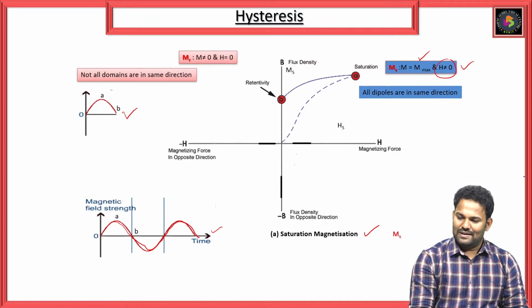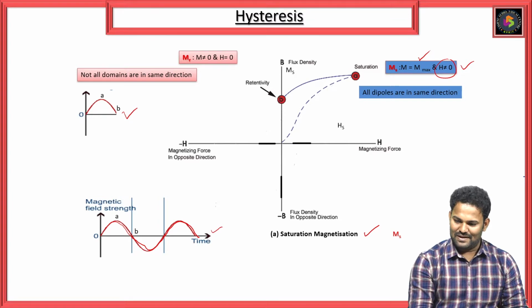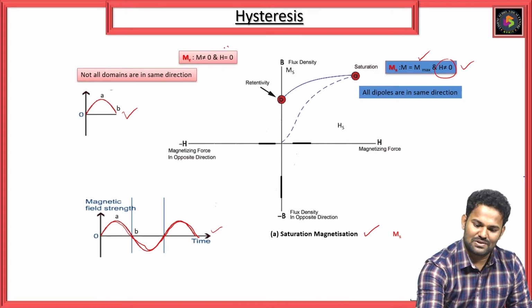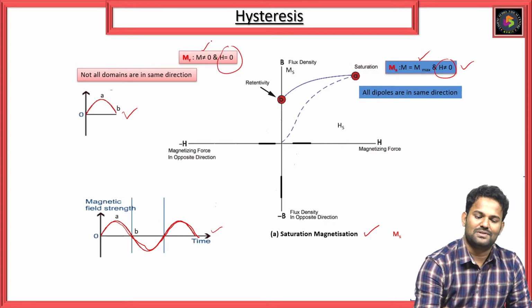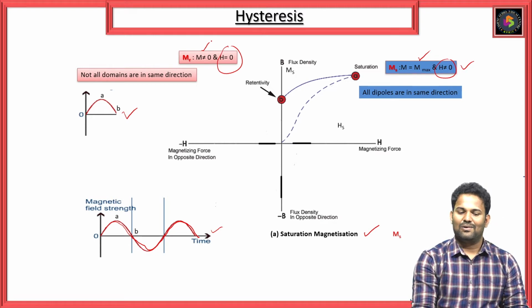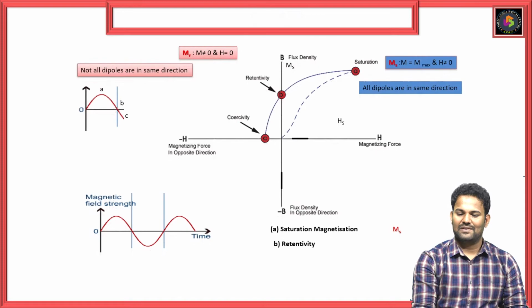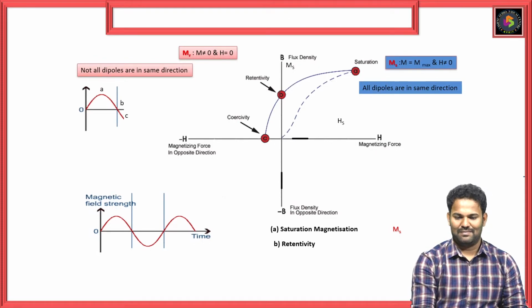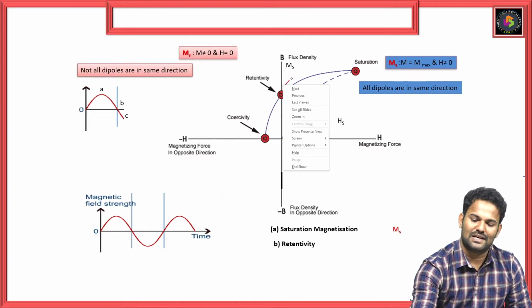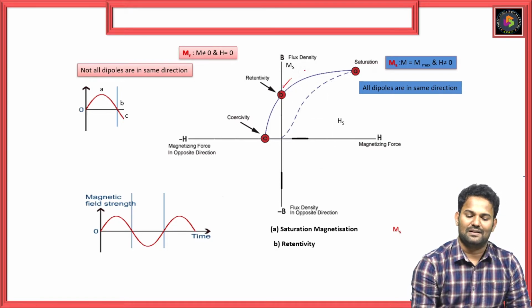Next we remove the magnetic field from the ferromagnetic material. So H is equal to 0 and M is not equal to 0. Not all domains are in the same direction, but it still shows some magnetic moment. This is known as the retentivity of the ferromagnetic material. Some lag behind is happening here. So this is the retentivity of the ferromagnetic material.